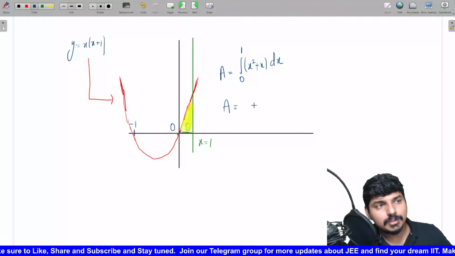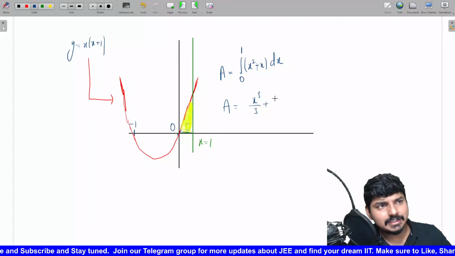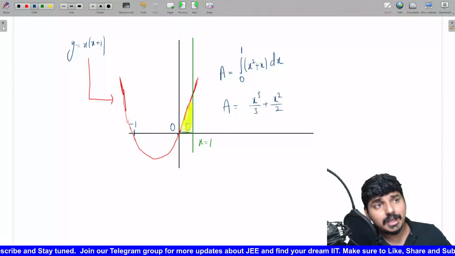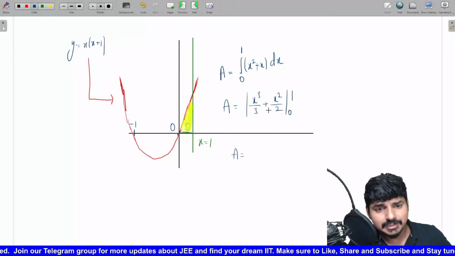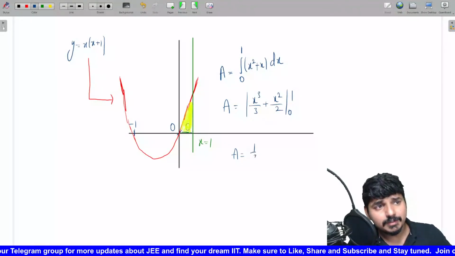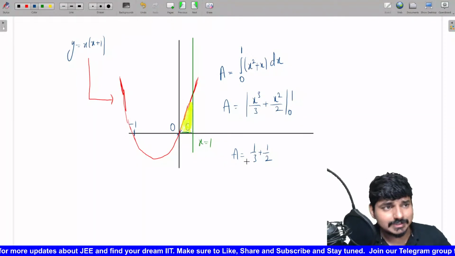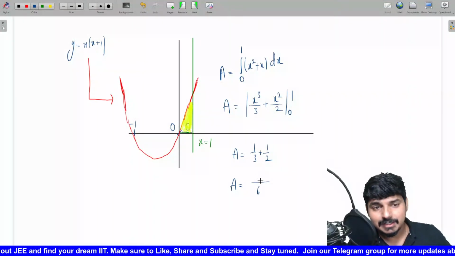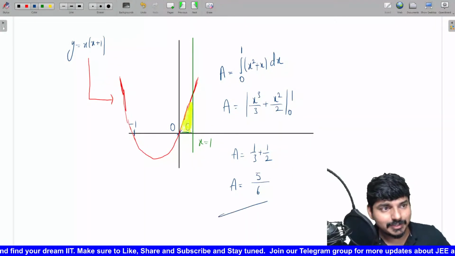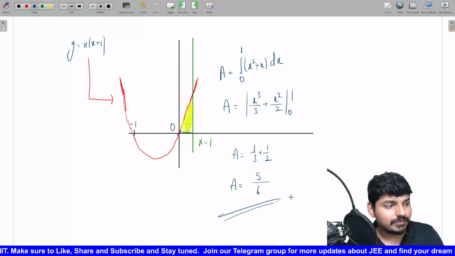So the area you're going to get is: integration of x square gives x cube by 3, and integration of x gives x square by 2. If you put the limits 0 and 1, what is the solution you're going to get? For x equal to 1, you'll get 1 by 3 plus 1 by 2. For x equal to 0, you end up getting 0. So the area you're going to get in this case is 5 by 6, with 6 in the denominator and 5 in the numerator.